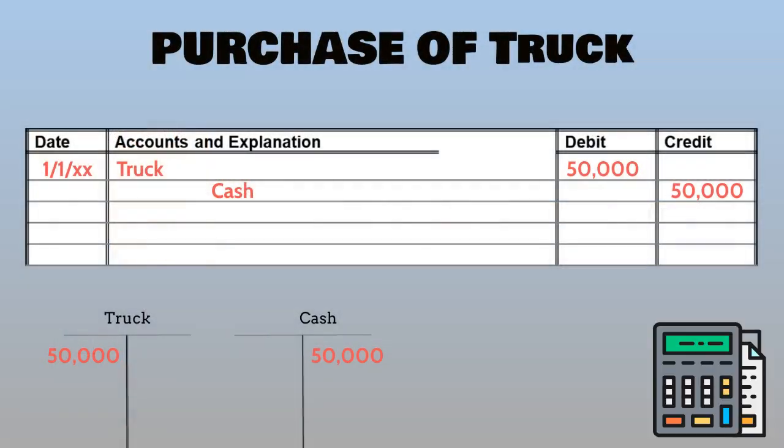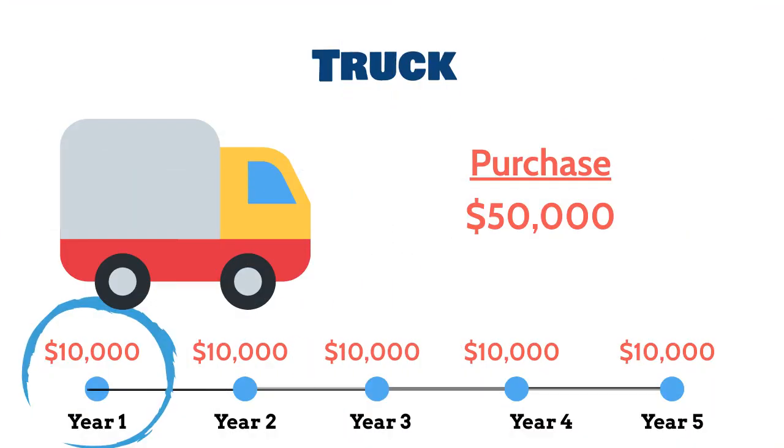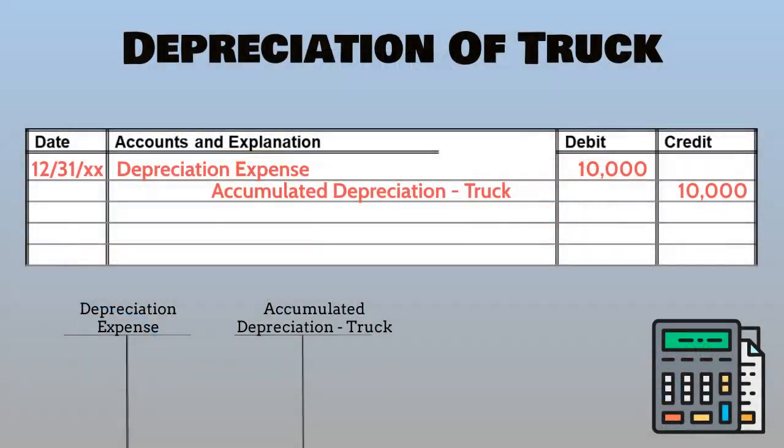Okay, remember 5 years ago when we bought the truck and recorded it as a $50,000 asset? Good. So now let's take a look at year one's depreciation of $10,000. This journal entry is performed at least at the end of every year, and regardless of depreciation method we use or what we are depreciating, the journal entry stays the same. Debit depreciation expense and credit accumulated depreciation.